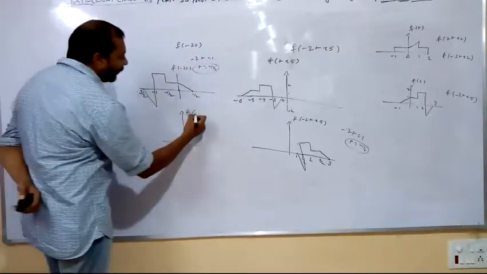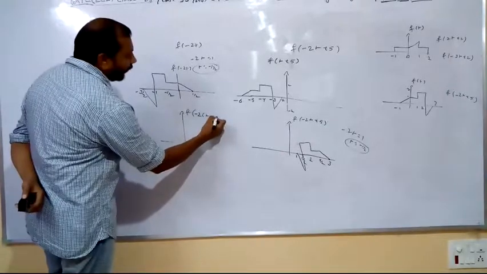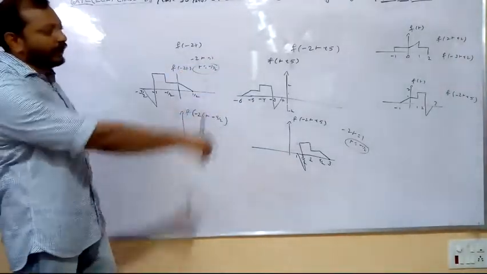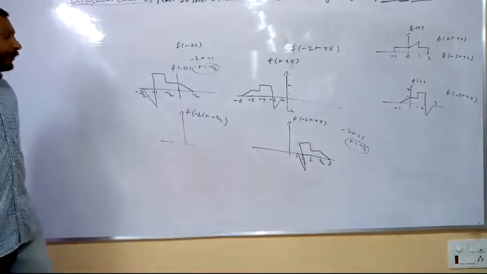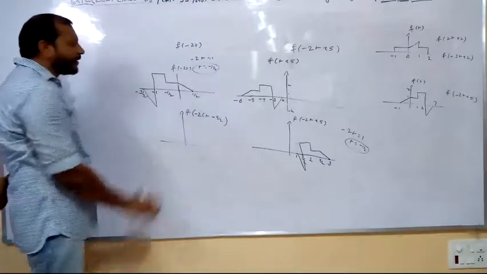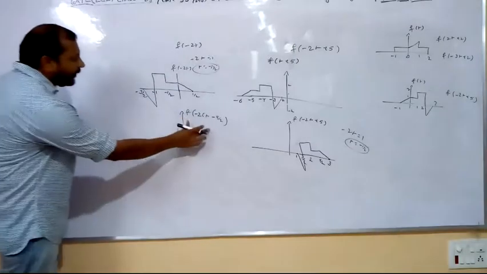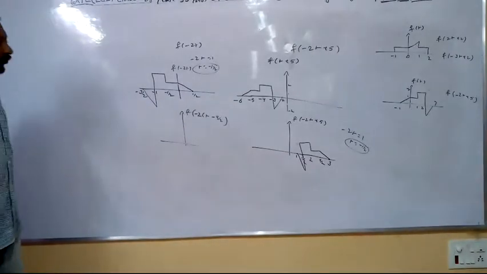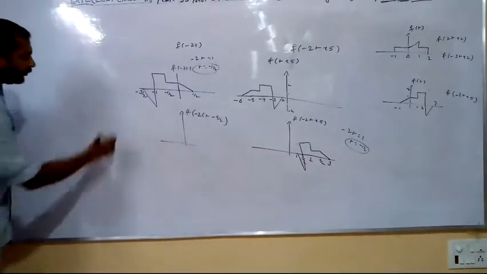Simply taking this minus 2 as a common, this will become minus 2 into t minus 5 by 2. This is equal to f of minus 2t plus 5 only, right? So this signal we have to shift. This is the simply delayed version of the signal by 5 by 2 units.